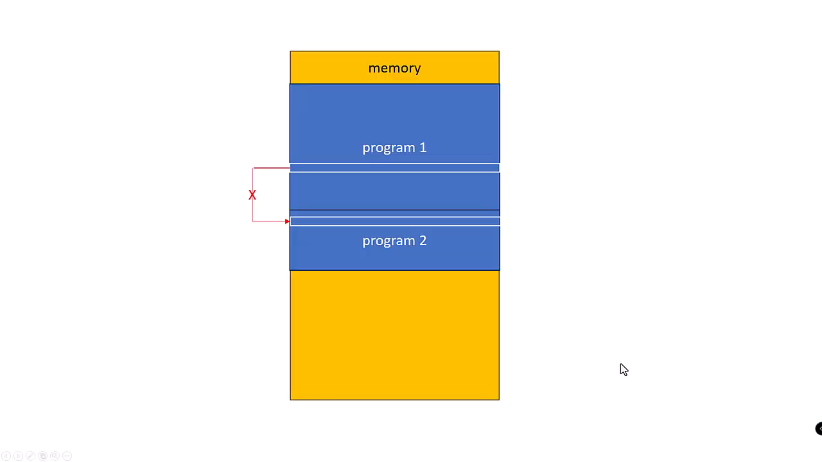MMUs can also provide memory protection to implement permissions to access memory locations. Here, Program 1 is not allowed to access the memory occupied by Program 2. A program may also try to access operating system locations for which it doesn't have permission. The MMU and page table can record access privileges on a page-by-page basis and check each access for validity. An invalid access results in a trap to the operating system.